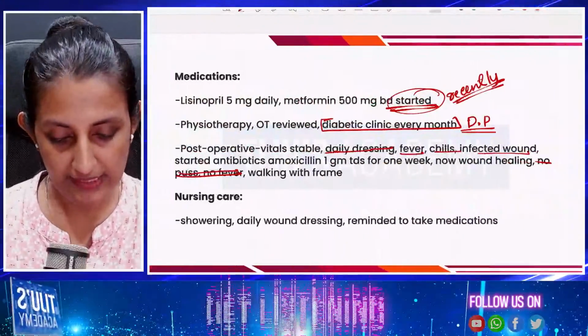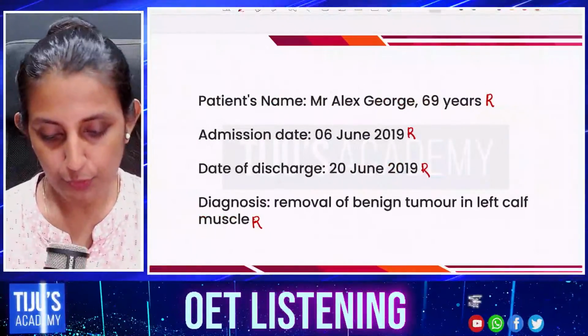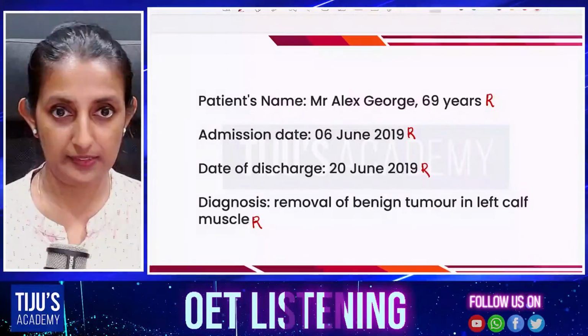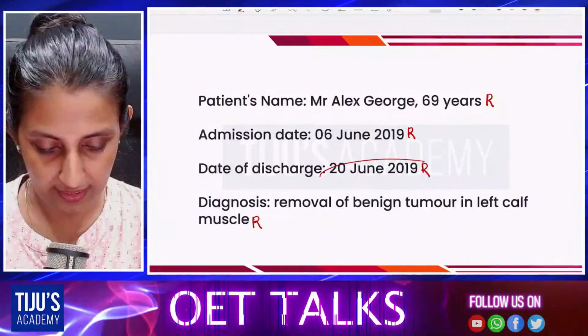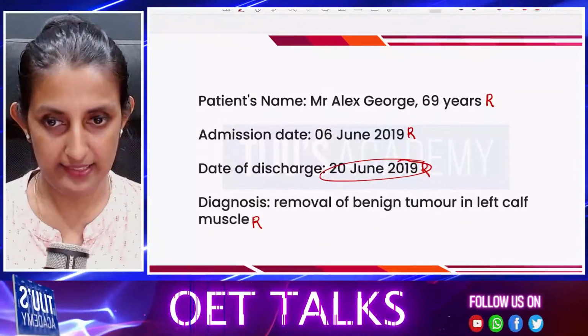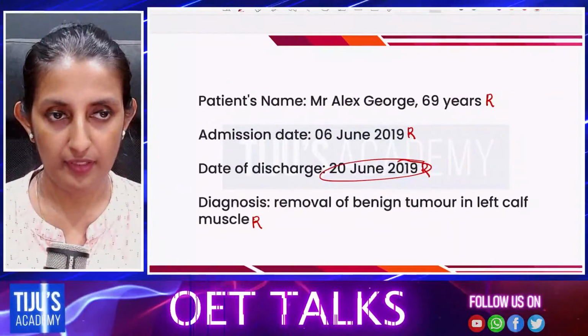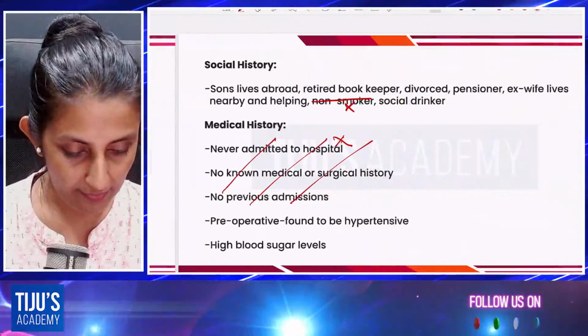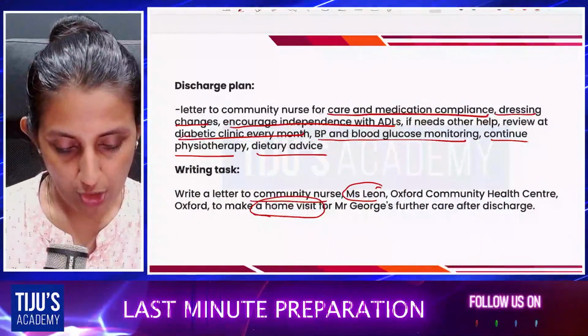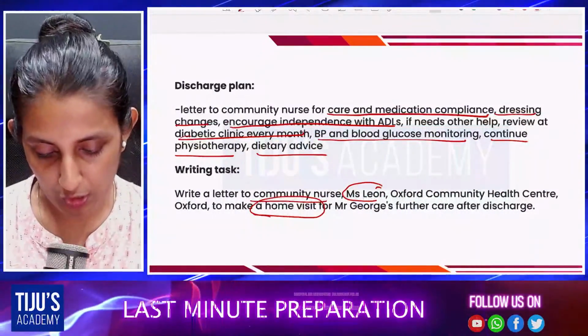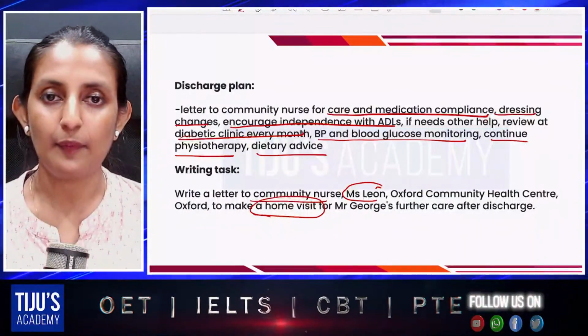All right, so let's develop this particular letter. We'll start with the very first thing, that is date. The date mentioned here is 20 June 2019. This will go as the letterhead date. And after that, we will be writing the reader's address, that is Miss Leo, community nurse, Oxford Community Health Center, Oxford. So that will be the reader's address.